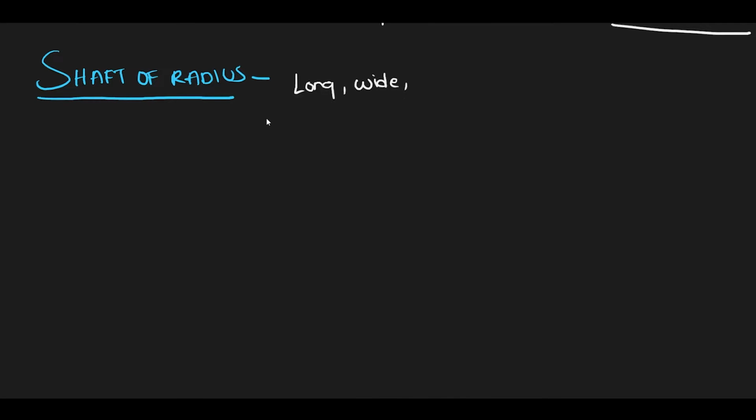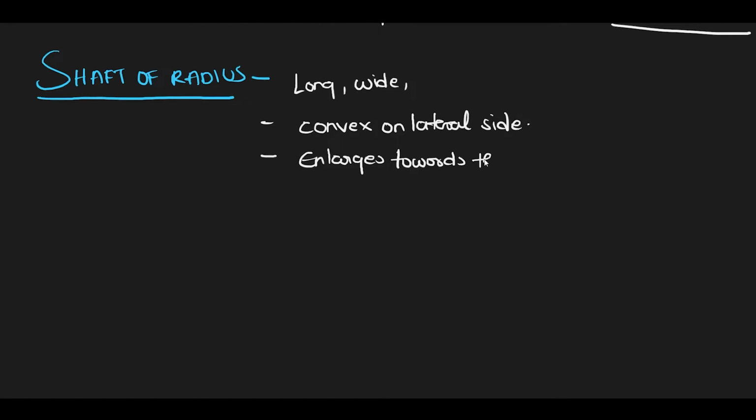And now let us discuss the shaft of radius. The shaft of the radial bone is long, wide, and convex on the lateral side. As the radius bone goes down, it enlarges towards the wrist.